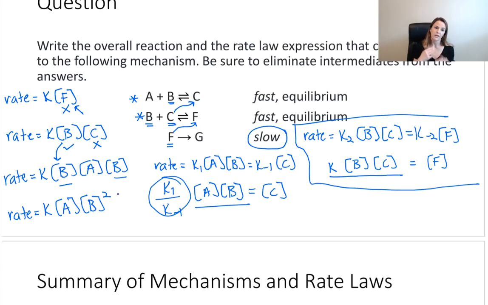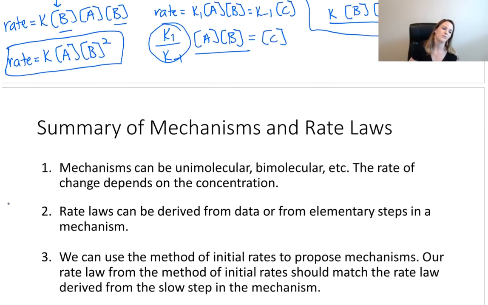If you have a slow step, then you have to work backwards all the way up until your rate law only contains things you physically touched in lab, which means they have to be a reactant. They cannot be an intermediate, and they really should not be a catalyst either. Okay? All right, last thing, let me give you a quick summary of what we just talked about.